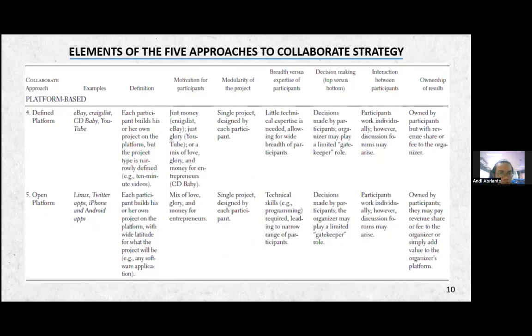Okay, and the next collaboration approach is platform-based. First is the defined platform. Defined platforms are those that provide clear specification of what others can build on top of them. For example, eBay is a great example of a defined platform.